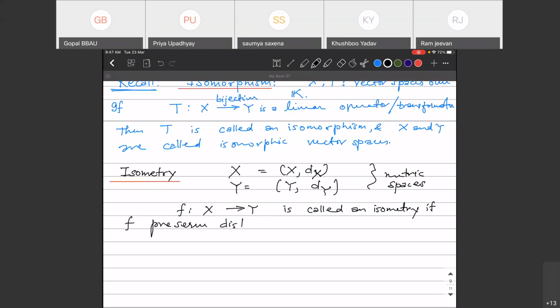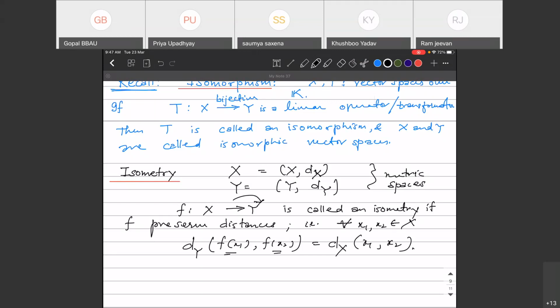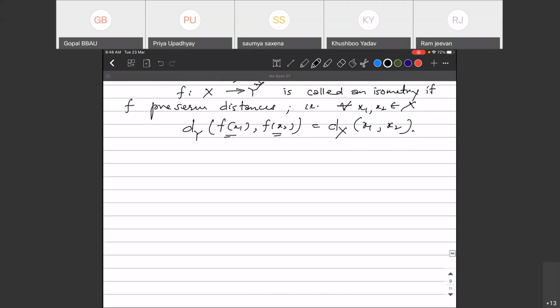What does this mean? That the distance between x and y is equal to the distance between f of x and f of y. Okay, so let me write this: for each x1, x2 in X, dY of f of x1, f of x2 is the same as dX of x1, x2. Why are we taking dY here? Because f of x1 and f of x2 are now points of Y. Yes sir, correct. And this is for all x1, x2. So if we have this thing, we call X and Y both isometric.